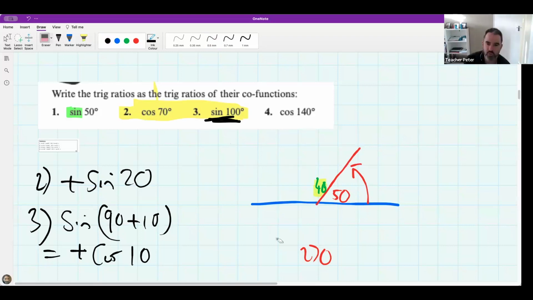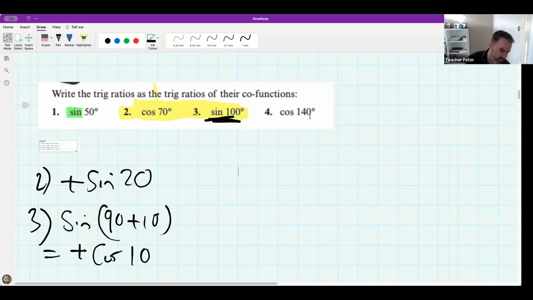Okay, try and reduce the cos of 140 using the nearest vertical axis and the co-function of cos 140.